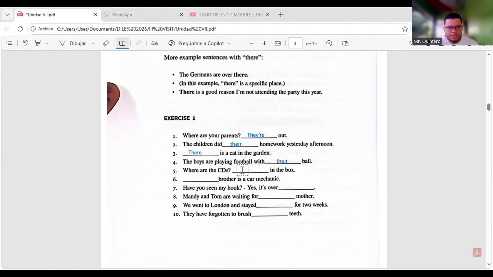Where are the CDs? They're, they're in the box. Esos están en la caja. Acuérdense que there también puede ser usado para objetos, animales, en plural. Y en singular sería its.